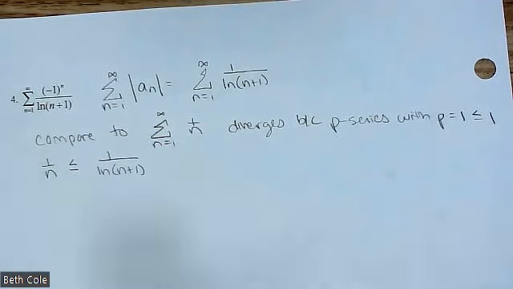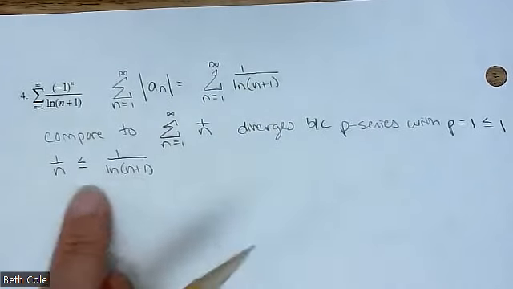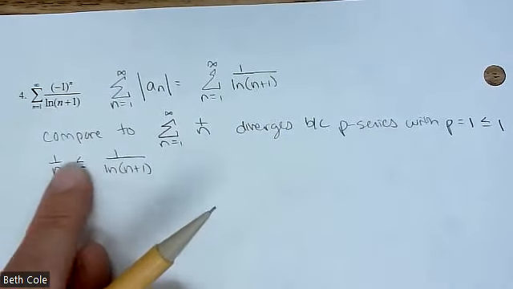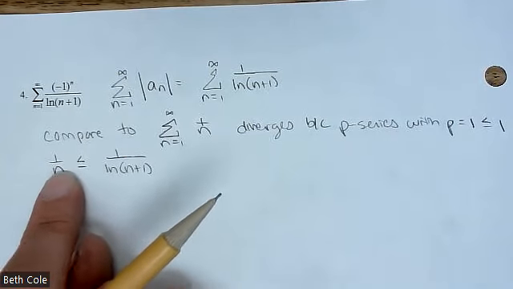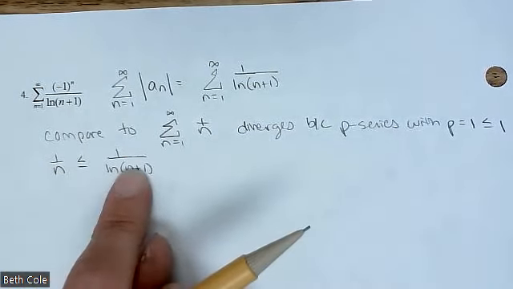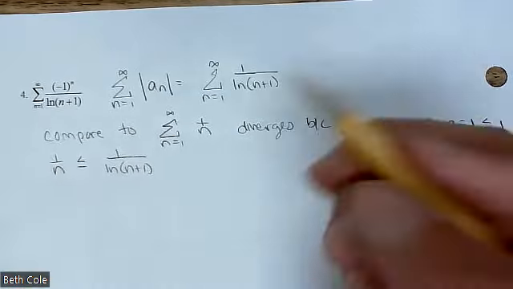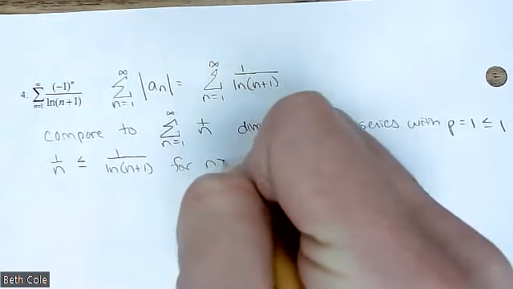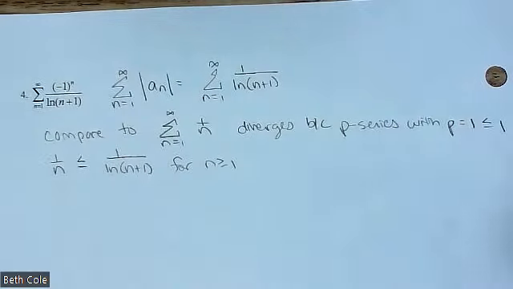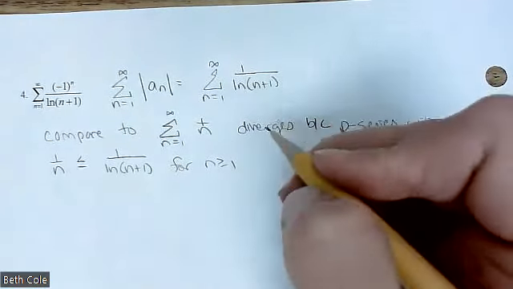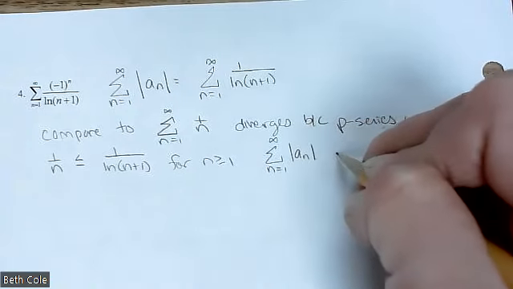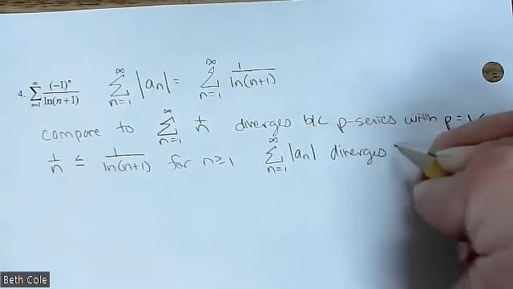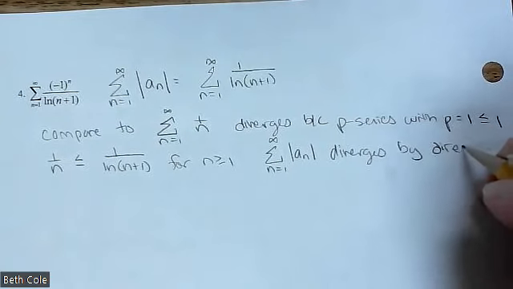So is that a true statement? Yes, because a polynomial, I know it's just n, that's linear, but it's still a polynomial, is going to grow faster than a logarithmic. So the bigger denominator is the smaller fraction. So this is true for n bigger than 1. And so our conclusion is that this one, the absolute value one, diverges by direct comparison.